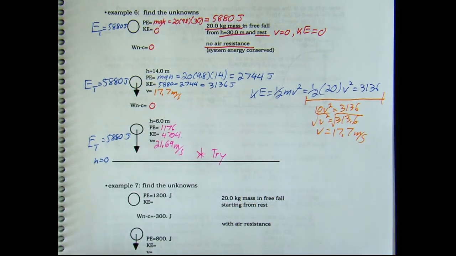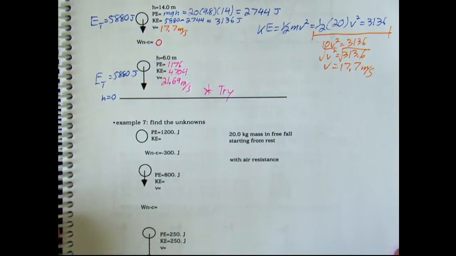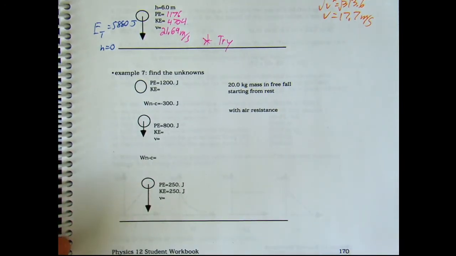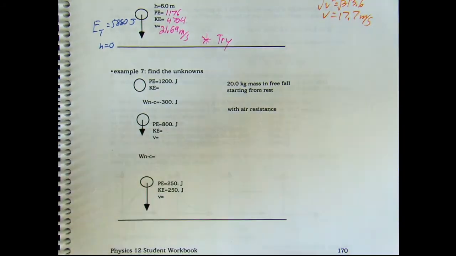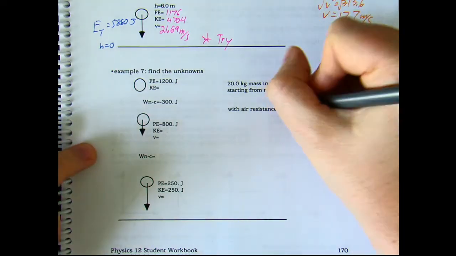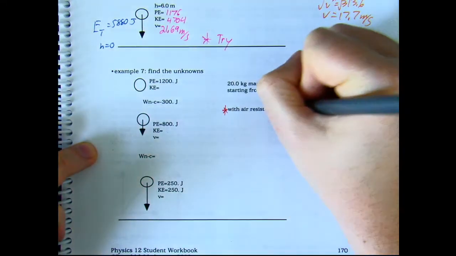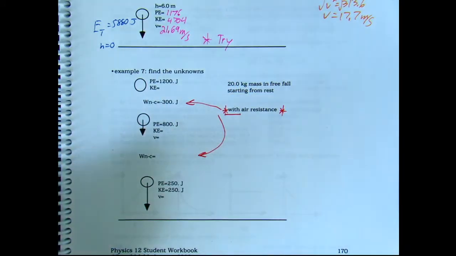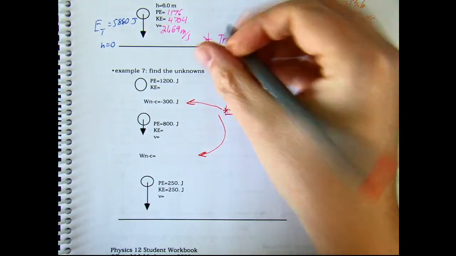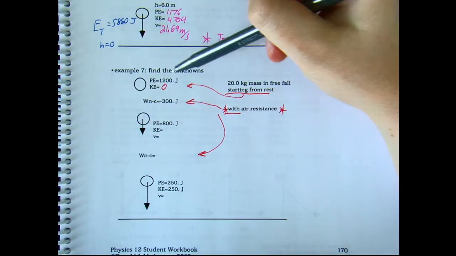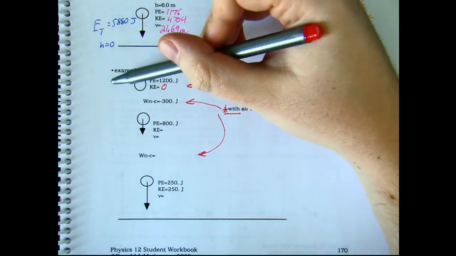Example 7 is very similar. I'm going to slide this up here, except now we're dealing with air resistance. Lots of these ideas are very similar. We're told that a 20 kilogram mass is in free fall starting from rest with air resistance. With air resistance is going to give us these two terms here. And then at rest is going to tell us my kinetic energy is 0. So we're starting with 1,200 joules of energy total, because there's no kinetic and it's all potential.